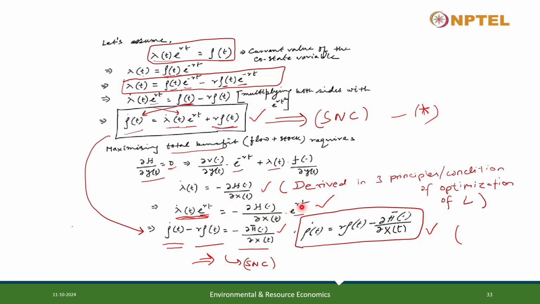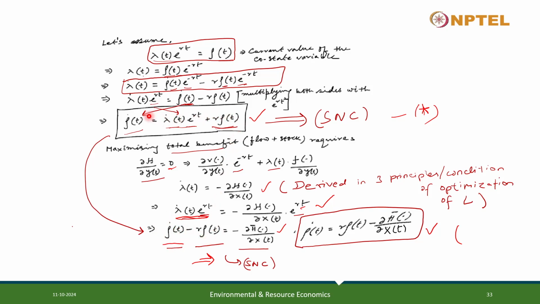This is another thing. Now from here, let's take lambda dot e to the power rt in this equation. So this is the equation. Now I am writing lambda dot e to the power rt as rho dot t minus r rho t.